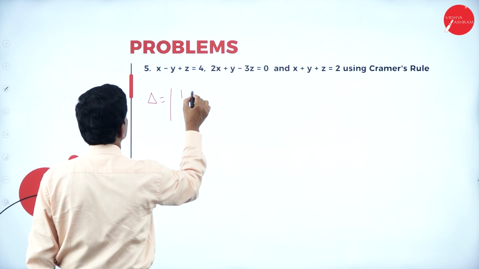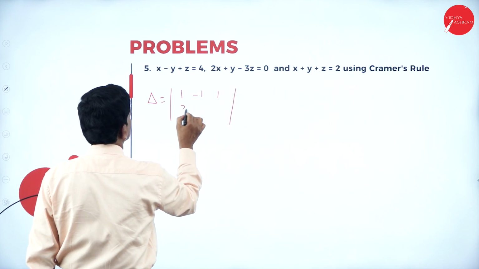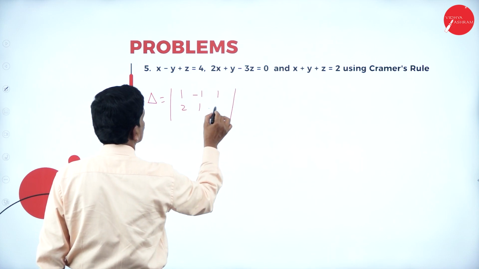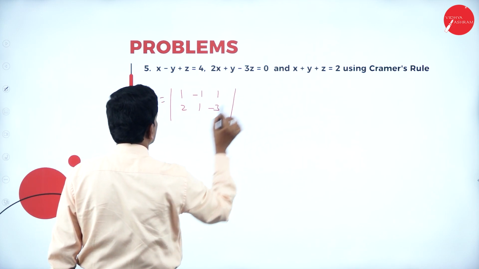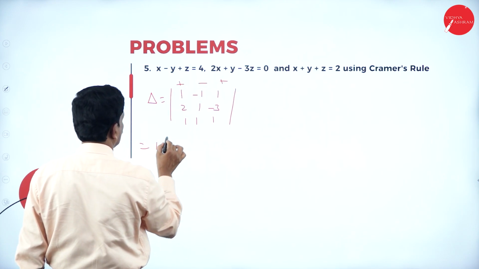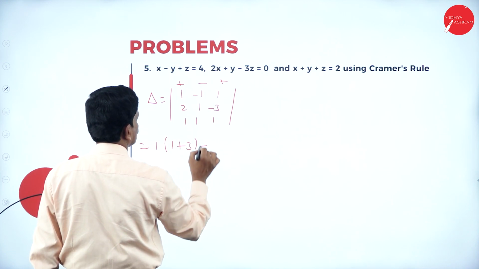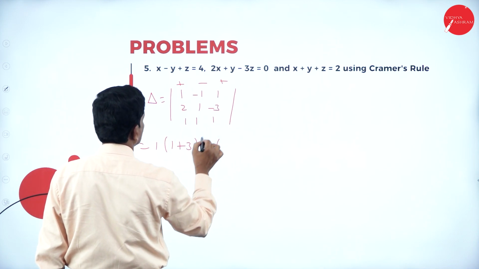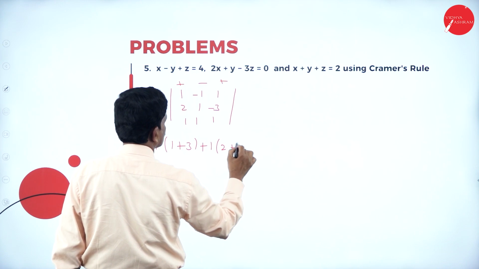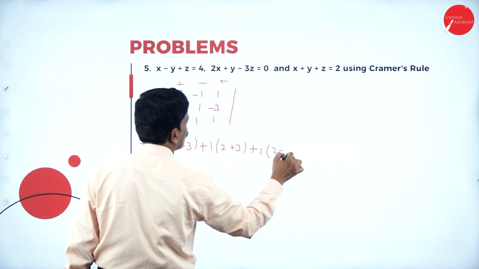Delta: coefficient of x is 1, y is minus 1, z is also 1. Similarly, the coefficient of x is 2, y is 1, z is minus 3, and the coefficients of x, y, z are 1, 1, 1. Simplify this. Plus, minus and plus. 1 into 1, ones are 1, minus into minus, plus 3, minus into minus, plus 1 into this row and column is gone. 1 2s are 2, minus into minus plus, plus 1 into row and column is gone. 2 1s are 2, minus 1.